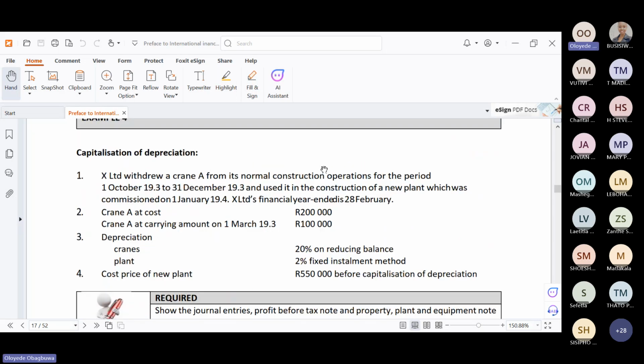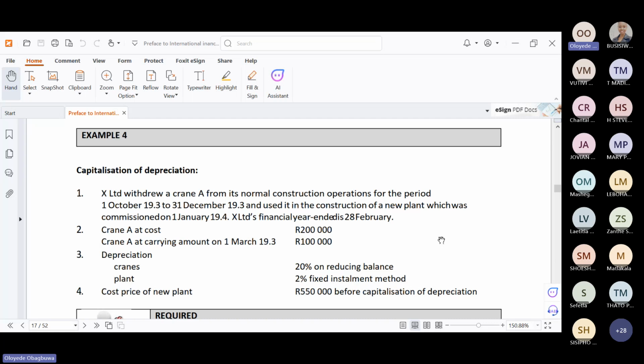Now, another aspect is capitalization of depreciation. Let's look at situations when you can capitalize. You know, depreciation is an expense that you charge to P&L. So how do you capitalize it now? Capitalizing means you are going to add the depreciation to the cost of that asset. So let's look at this example 4, to see how that can happen, for you to add the depreciation to the cost of the asset.